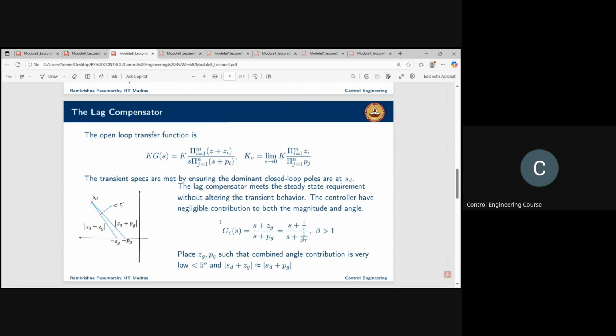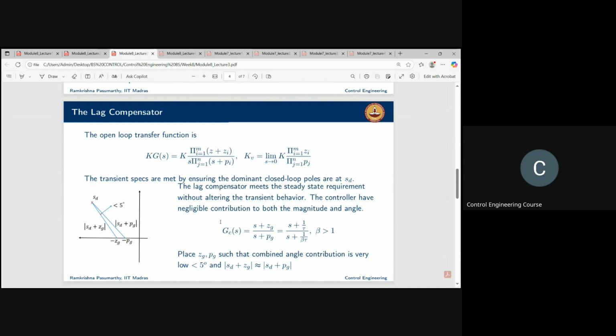Got it? In the lead compensator, we just added an s plus zc term, right? That was simply a PD controller and nothing else. In a lag compensator, the alpha was less than one, right? Here the beta is greater than one. That's the difference. But in the lead compensator, that is what we did, right? Just a PD controller.